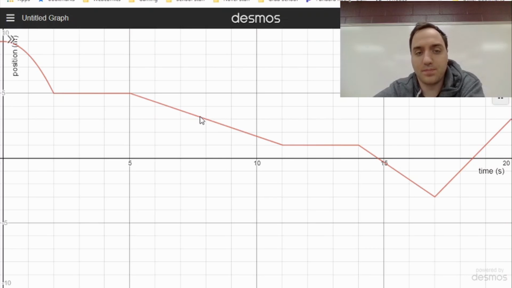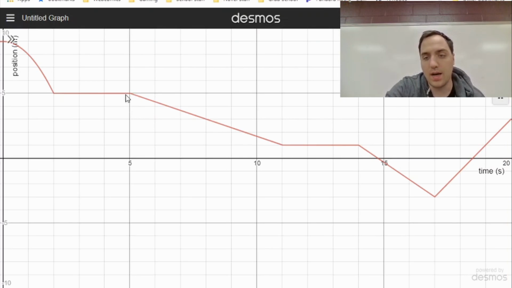On each of the angled sections, we can calculate the velocity. Now, there are several ways you can do this. You can use the slope formula that you learned, or you can count. I personally like counting, but I'll do it both ways just to be sure. So let's talk about this section here between 5 and 11 seconds.